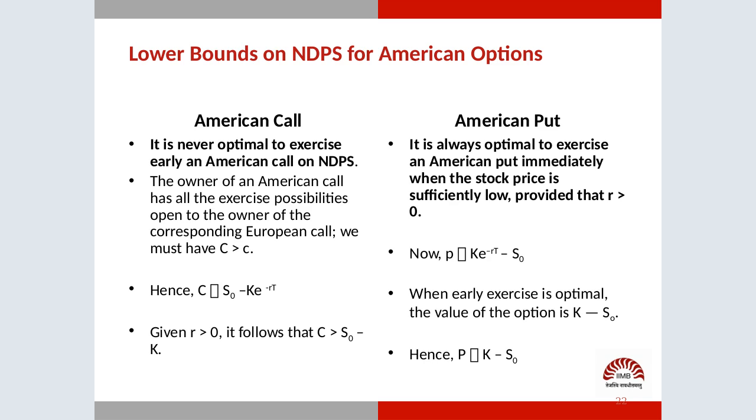When it comes to the American put, now this is difficult. Theoretically, this is correct, but it becomes difficult to show, because what we are saying is it is always optimal to exercise an American put immediately when the stock price is sufficiently low, provided R is greater than 0. Now, this is correct, but the problem is what is sufficiently low. We are saying it has to be sufficiently low, that is fine. But the definition of being sufficiently low is not explicitly clear. Is 10 low? Is 100 low? Is 1 low? I don't know. So that makes it a little vague.